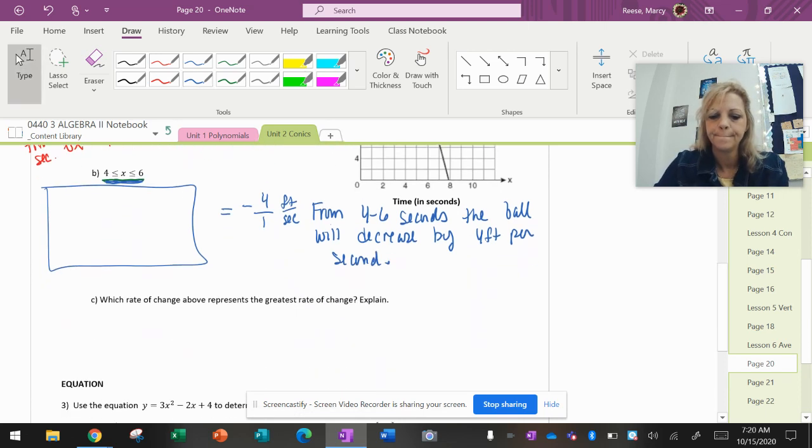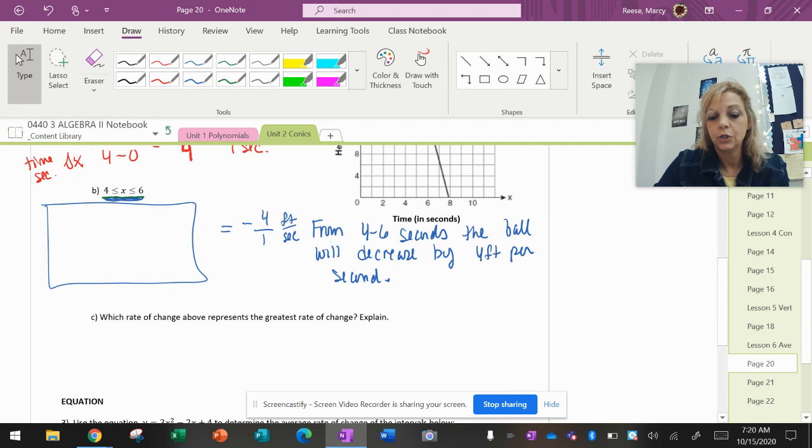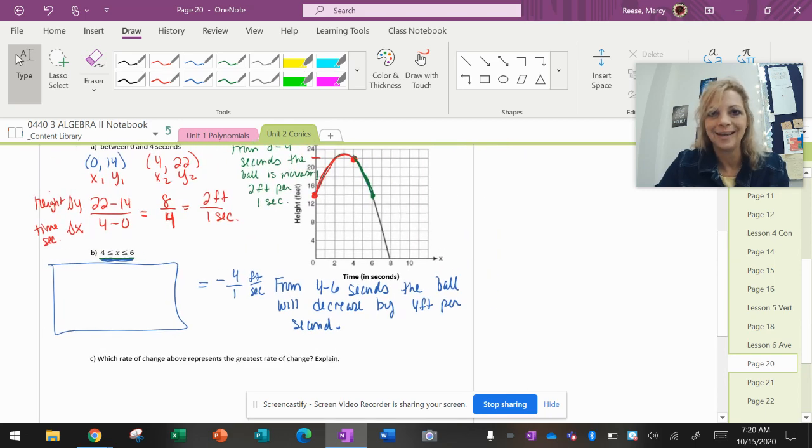Okay? And then it says, which rate of change above represents the greatest rate of change? Okay, you ignore the negative. The negative tells you it's going down. That's fine. But that's actually not the smaller number. It's actually decreasing. When it decreases, it actually has a rate of change that's greater.